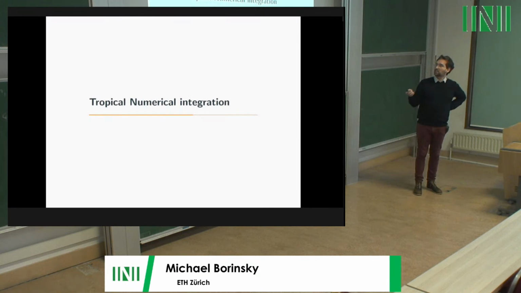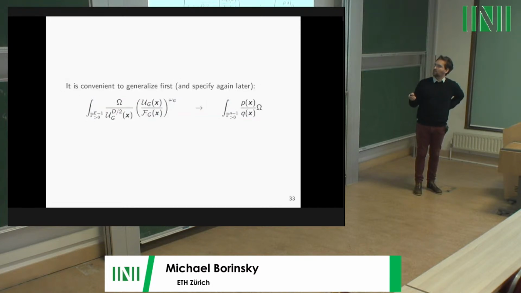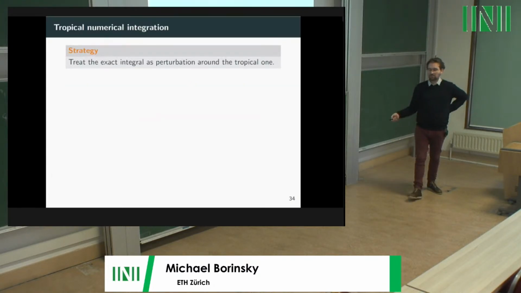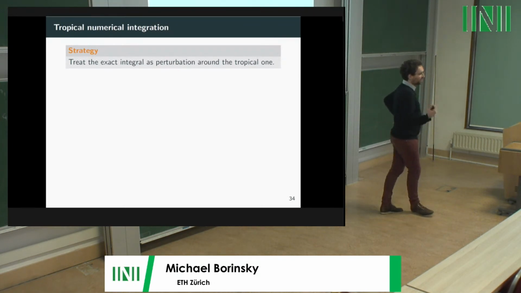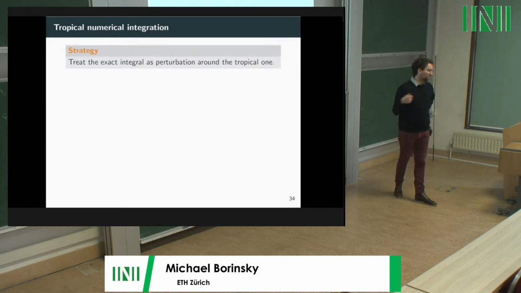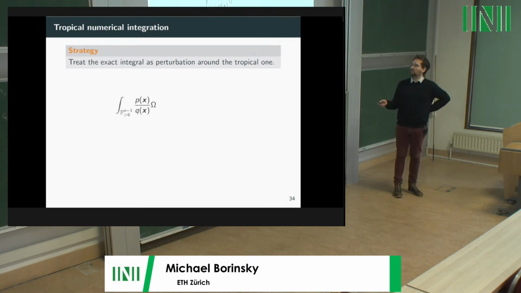But in the remaining time, I'm quickly going to talk about this tropical numerical integration, how this works. To make the formulas a bit smaller, I'm going to generalize again. So we have, again, P over Q integrals. The overall strategy for the numerical integration is to treat the original integral as a perturbation around the tropical integral. So we start with this original integral with some quotient of polynomials, P and Q.